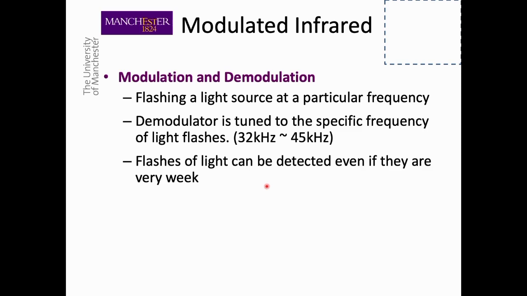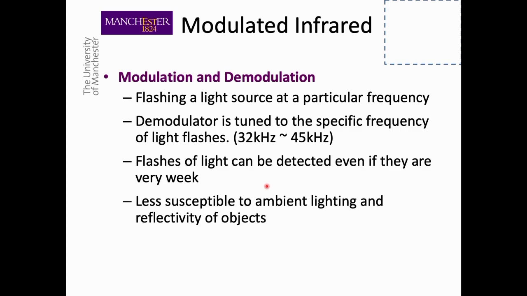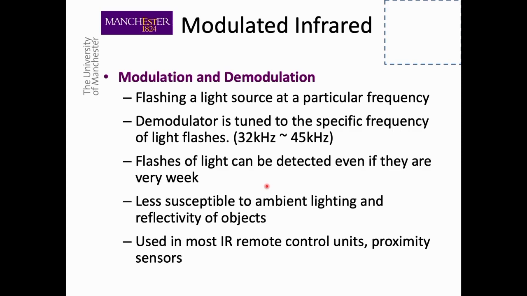And if I do, my signal is there. If I don't, then I don't. And that's completely immune to the background level of infrared radiation because it's not an intensity-based system. You're using a modulation and demodulation approach to doing that. So it's really quite powerful, and this is the basis of how TV remote controls work. An intensity-based system is susceptible to ambient lighting and the reflectivity of the object. This approach is used in most infrared remote control units and proximity sensors, so it's a really common way of sensing.